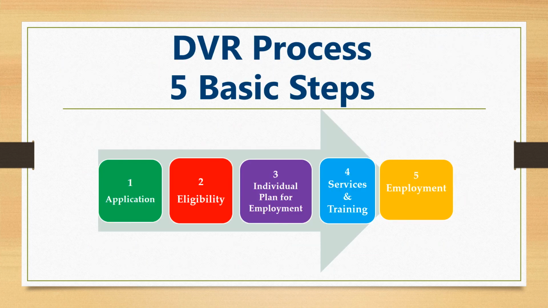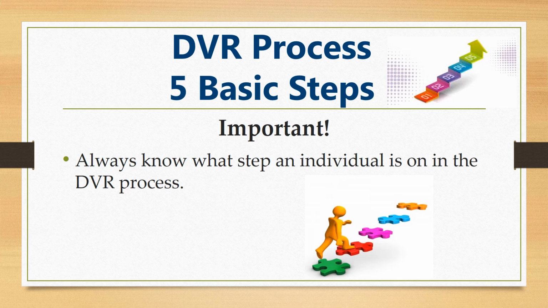There are 5 basic steps to the VR process. 1. Application. 2. Eligibility. 3. The development of an individual plan for employment, also known as an IPE. 4. Services and training. And 5. Employment. As a CRP, it's important to know what step an individual is on in the VR process. This will help you better understand the purpose of the services you're providing.